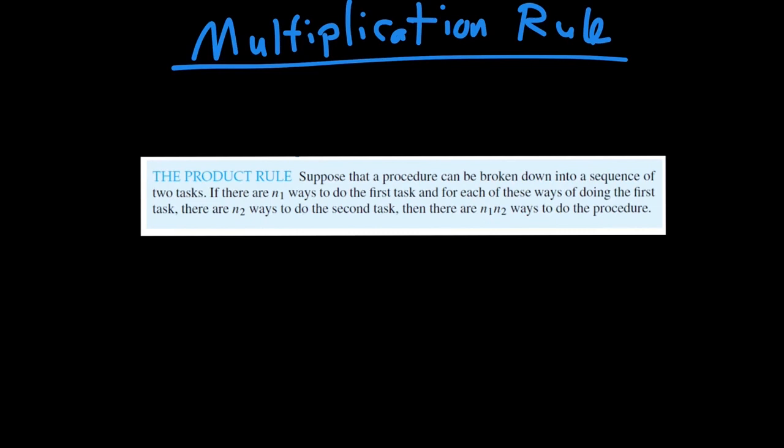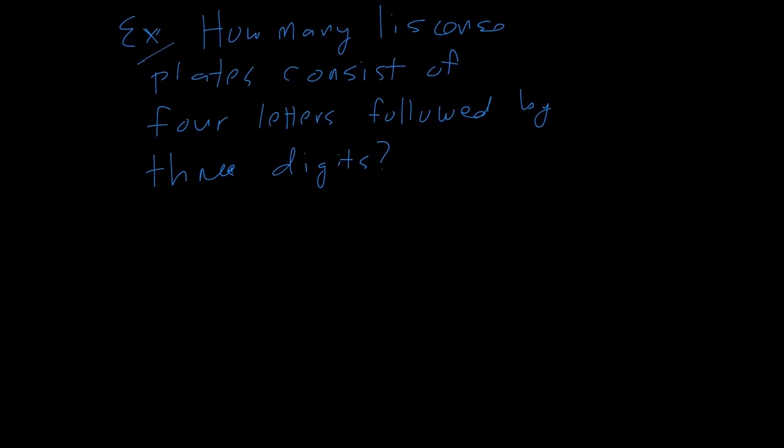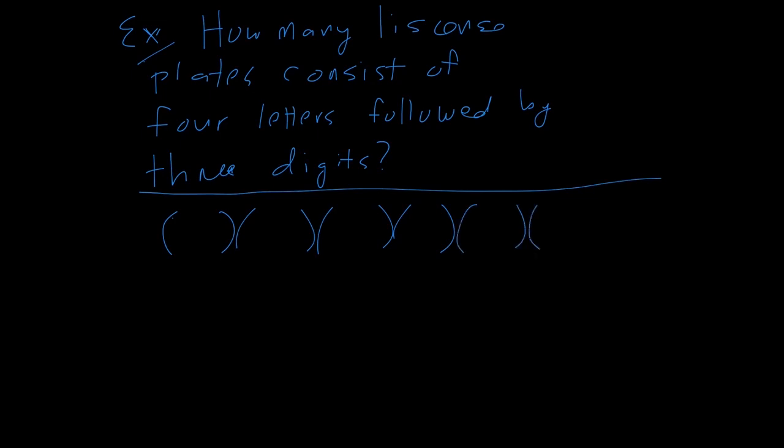Let's look at a couple more examples. All right, how many license plates are there that consist of 4 letters followed by 3 digits? So what we're doing here, the tasks we're doing are choosing possible combinations of characters for a license plate. So for the 4 letters, the way I tend to do this is I put parentheses down for my choices, because I'm choosing a first letter, and then a second letter, a third letter, a fourth letter. Then I'm choosing a digit, a digit, a digit.